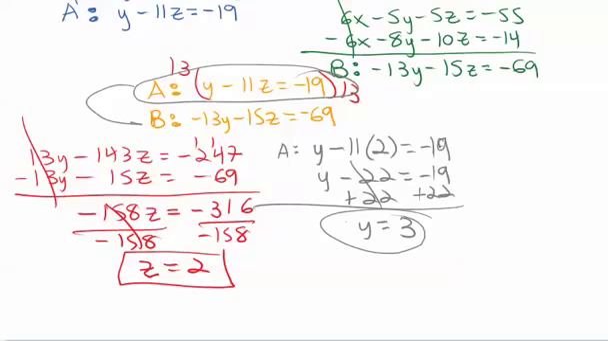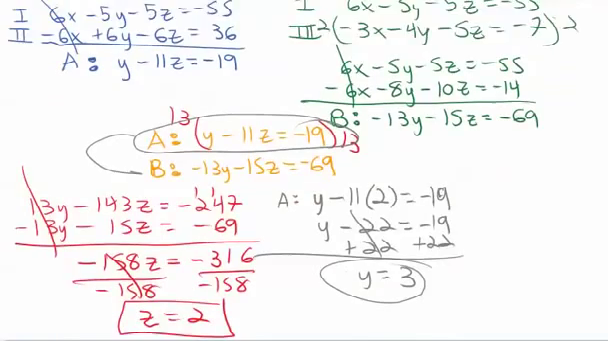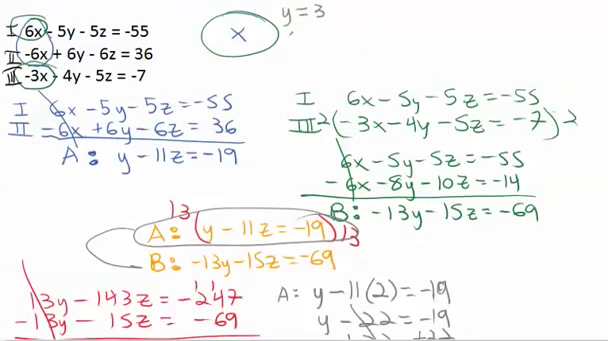One last place to go to get x. We got to go all the way back to the beginning. We already know that y is, was it 3? Yeah, y is 3. We know z is 2. So we can go back to any of these original problems to figure out what x is. And I like the one with the smaller numbers.